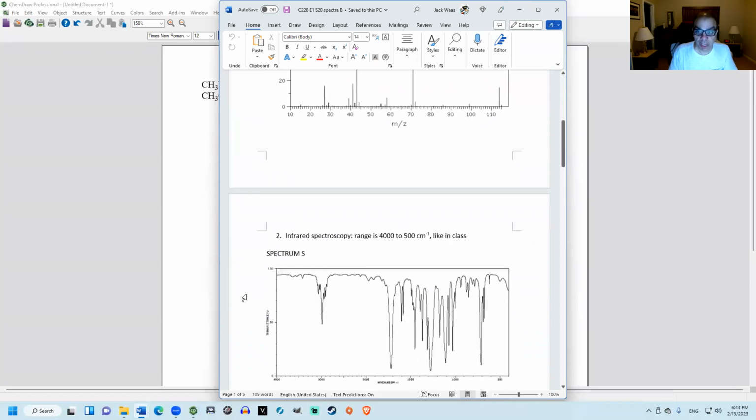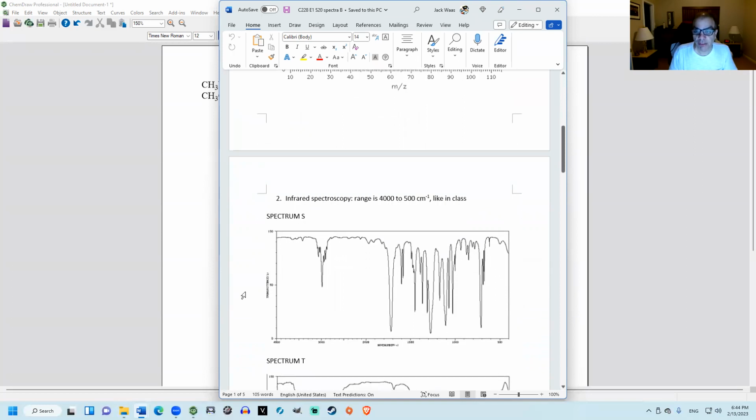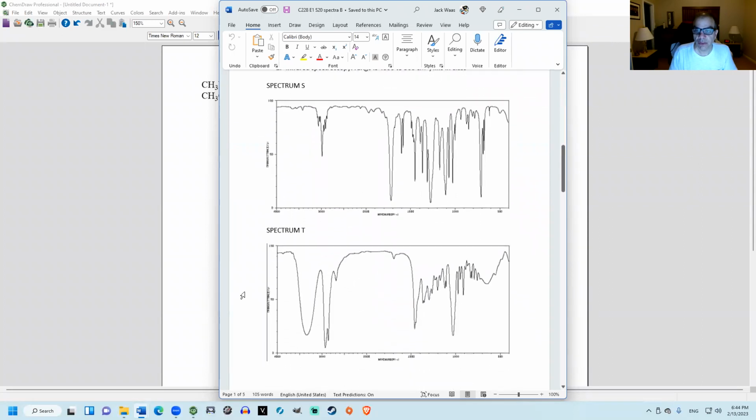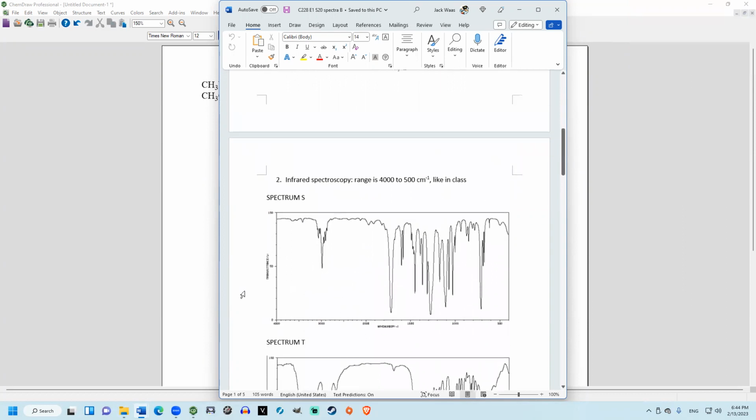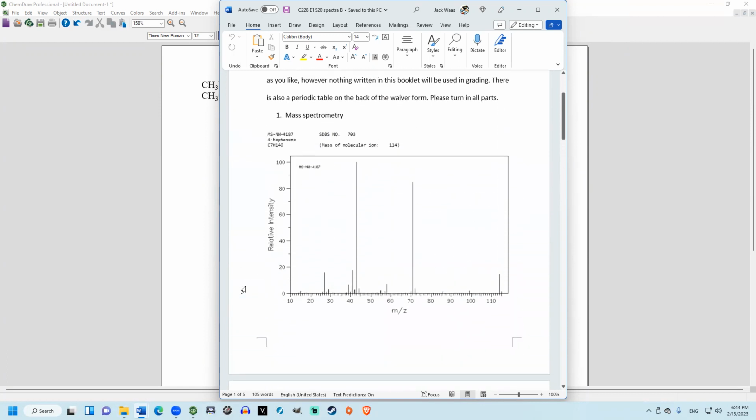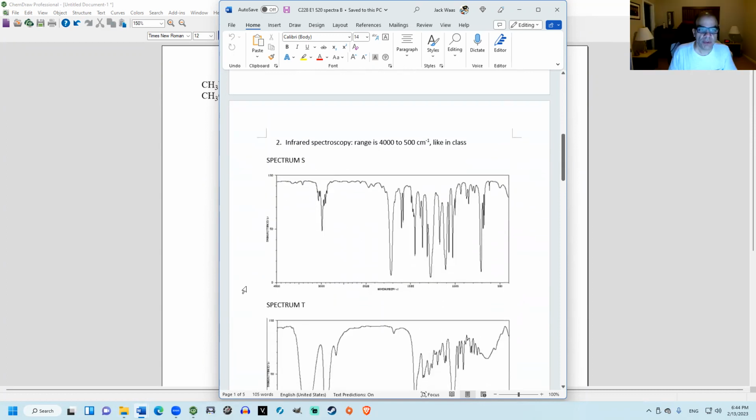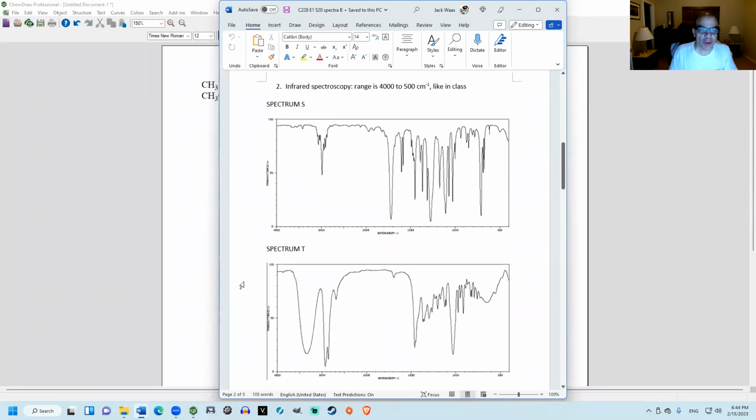Should I spend any time on IR or carbon 13? Or do you just want me to go straight to chapter 16? I think we should spend a little bit of time on IR. Well, yeah, these are IR spectra over here, so we can certainly touch on it.